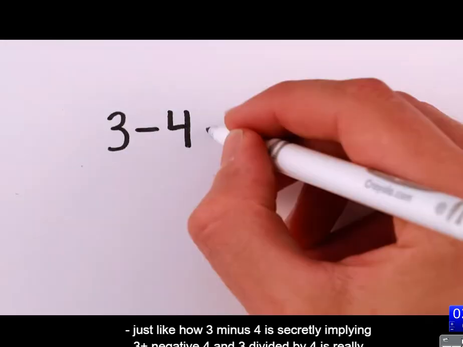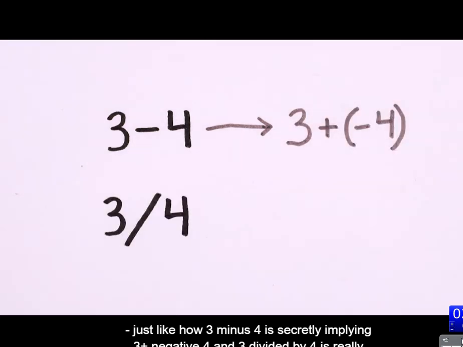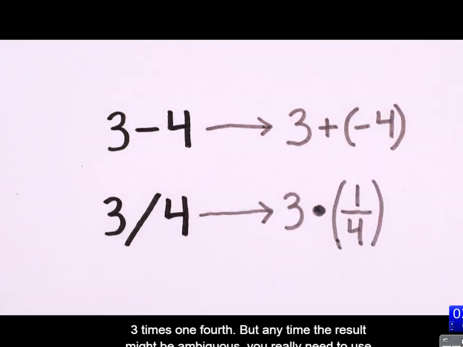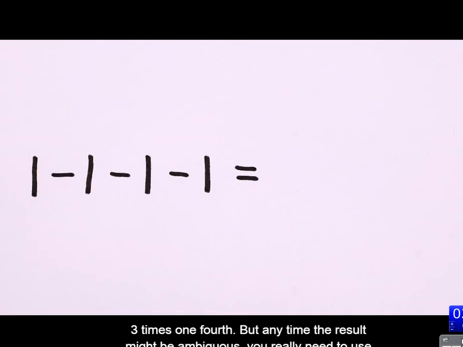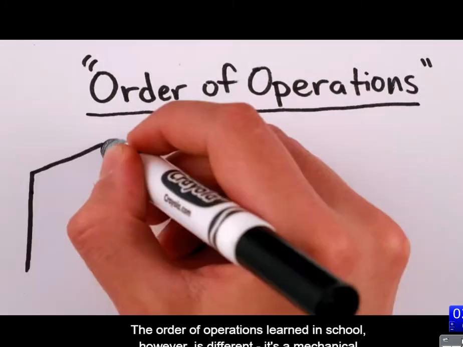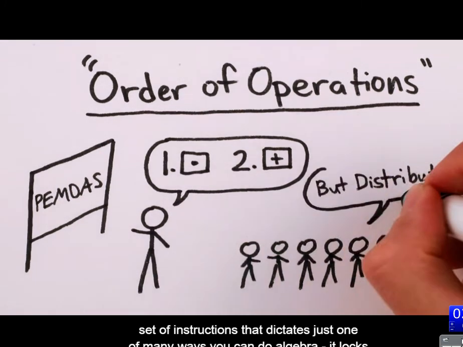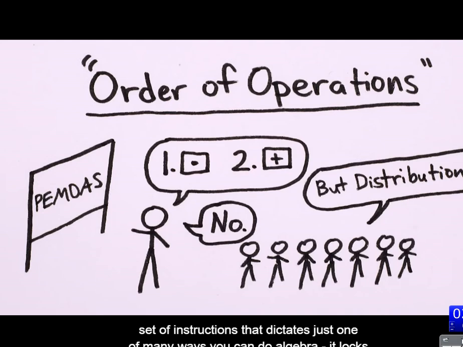Just like how 3 minus 4 is secretly implying 3 plus negative 4, and 3 divided by 4 is really 3 times 1/4. But anytime the result might be ambiguous, you really need to use parentheses. Then you can proceed in whatever order you want. The order of operations learned in school, however, is different. It's a mechanical set of instructions that dictates just one of the many ways you can do algebra.